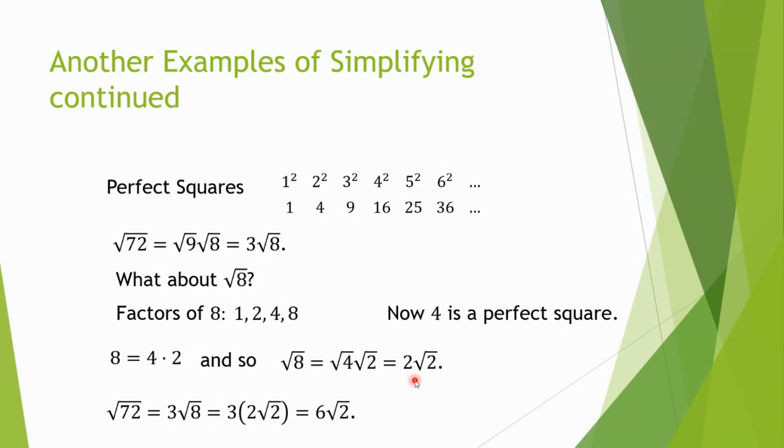And so because of that, the square root of 72 is 3 times radical 8. That was from before, which is actually up here. Radical 8, the square root of 8, we're replacing with this, as you can see. And doing so, we get 3 times 2, which is 6, radical 2. And that's what we get here.